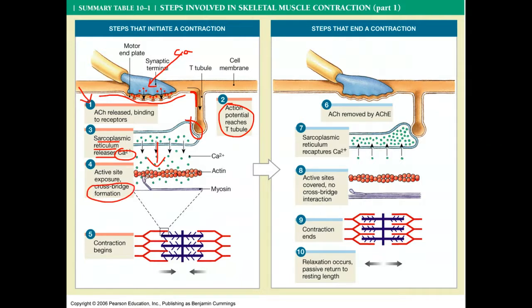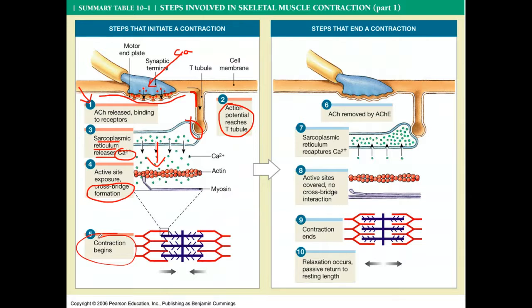formation takes place. A cross bridge is nothing other than the myosin kind of bending, almost like an elbow joint, like an elbow and wrist joint. Think of it that way. Here's the elbow, here's the wrist, and it makes contact. The head of the myosin makes contact at the binding site, and then a contraction takes place.